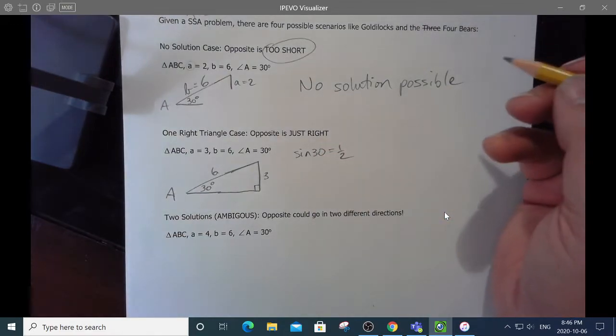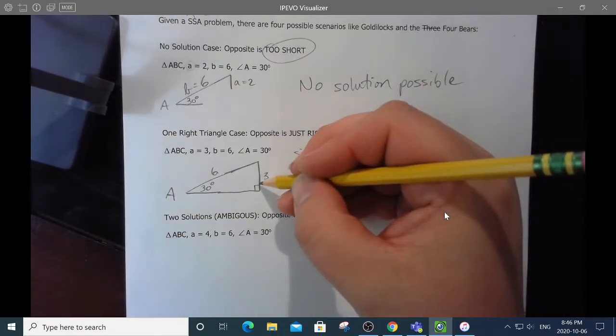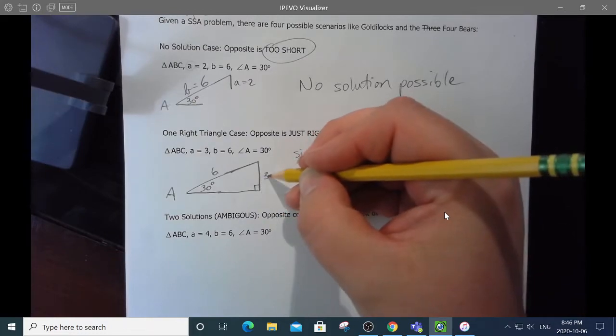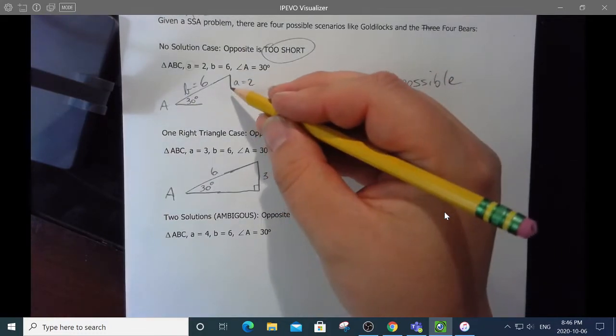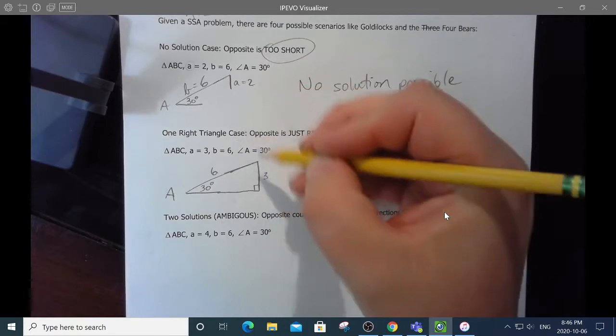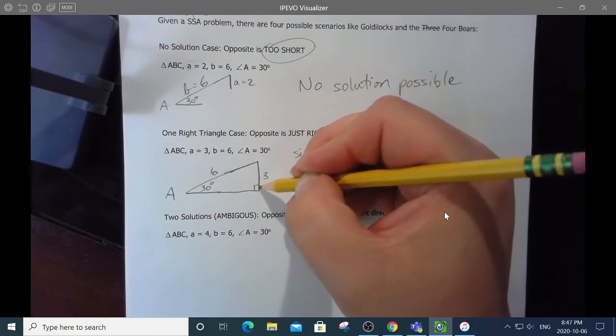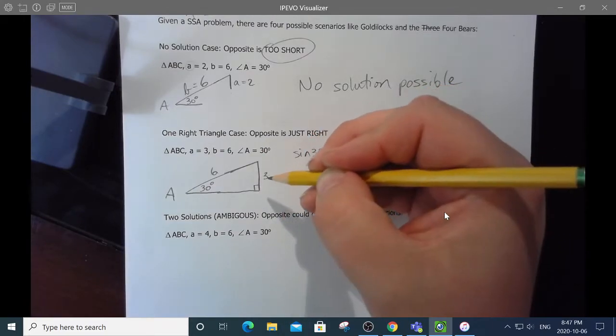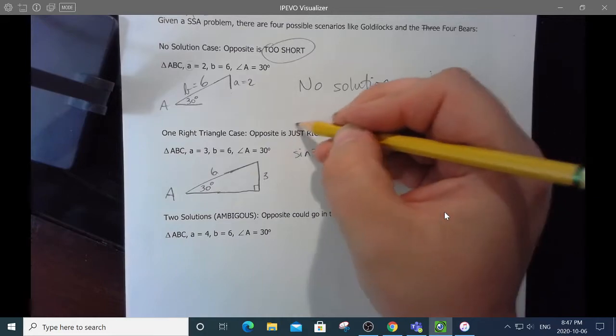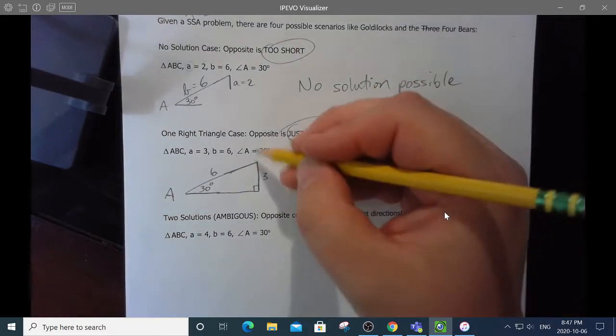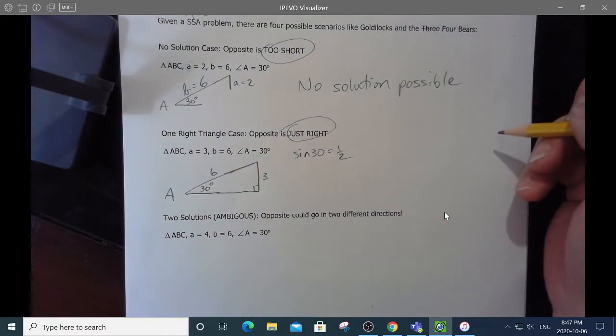But think about it. If this line here was even just slightly shorter than 3, like if it was 2, obviously it doesn't make it. But even if it was 2.5, it would only make it to there. What if it was 2.7 or 2.9 or 2.99 or 2.999? If it isn't at least exactly 3, it isn't just right, and it's not long enough to make this triangle.